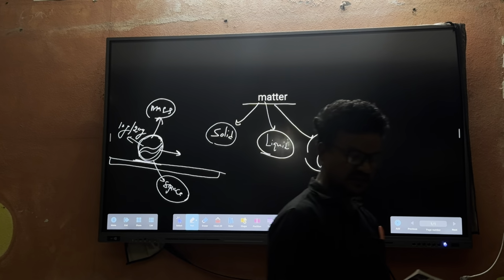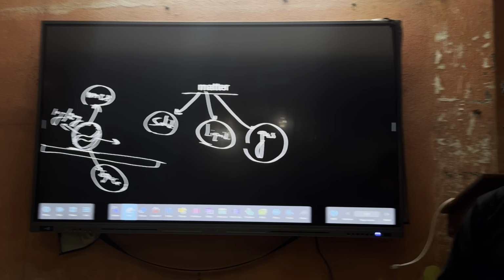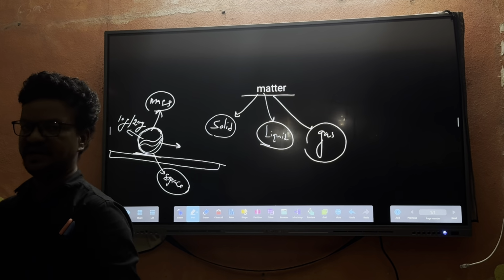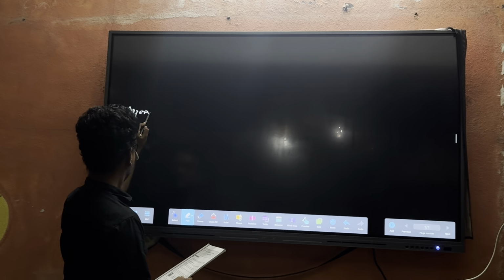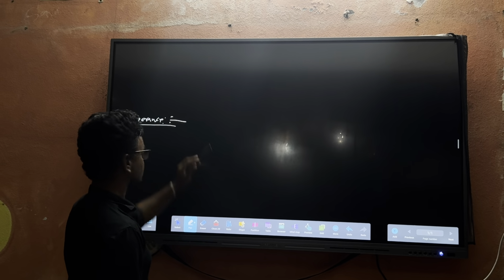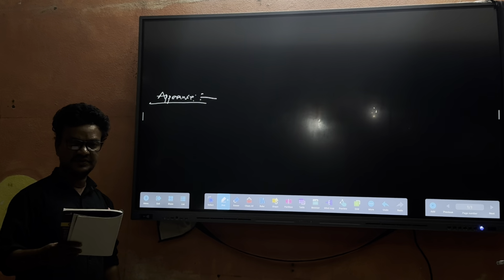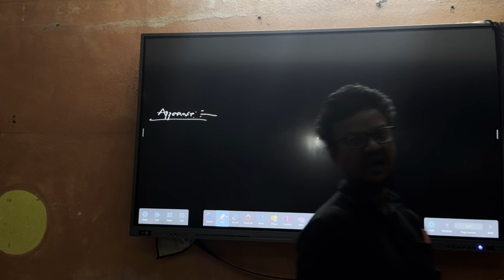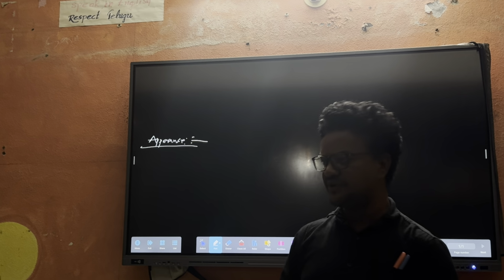First of all, the other properties are based on which matter is commonly grouped, and under that, appearance. Appearance is the first property of matter. Appearance varies from one material to another. For example, we have seen many objects in our surroundings.